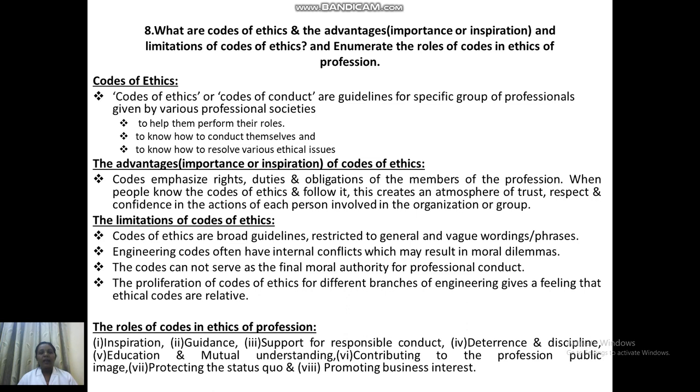Engineering codes often have internal conflicts which may result in moral dilemmas. The codes cannot serve as the final moral authority for professional conduct. The proliferation of contexts of codes of ethics for different branches of engineering gives a feeling that ethical codes are relative. The roles of codes in ethics of profession: inspiration, guidance, support for responsible conduct, deterrence and discipline, education and mutual understanding, contributing to the profession's public image, protecting the status quo and promoting business interest.